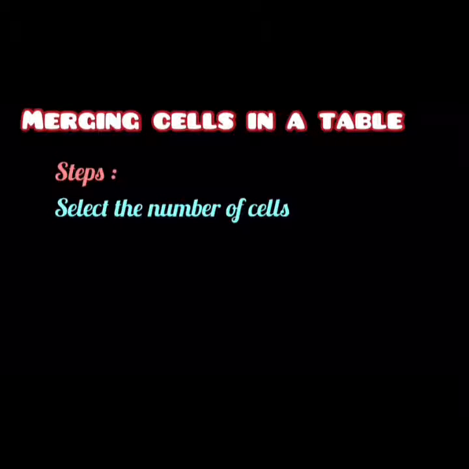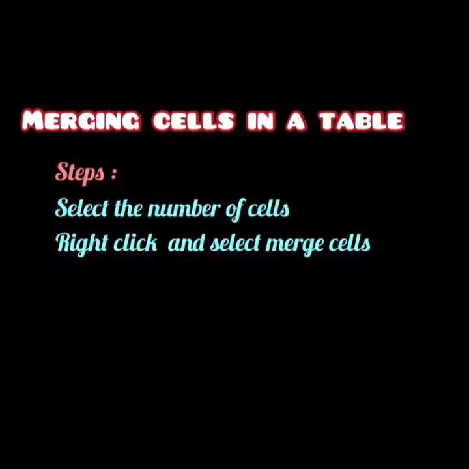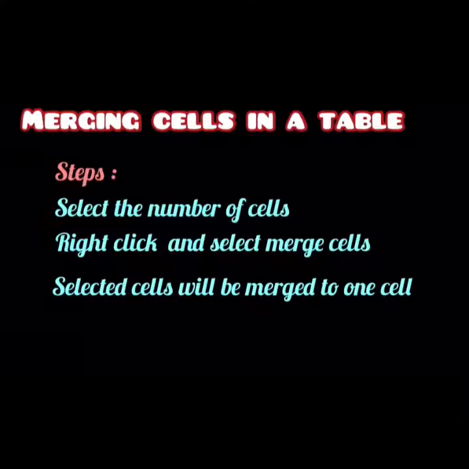For example, I want to make 3 cells together into one cell. I have to select that number of cells. How will I select? I'll just keep the mouse button there. I'll drag the mouse by pressing the left mouse button through the cells. Then it will be selected. Then I have to right click. When I give a right click on the mouse button, I will get many options there. There I have to select Merge Cells.